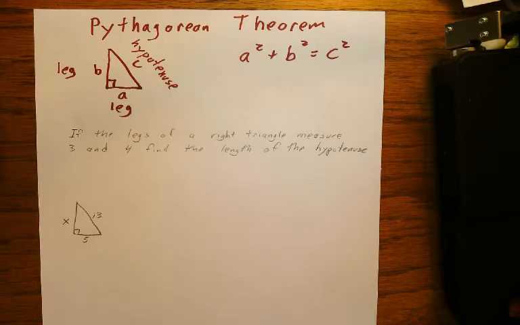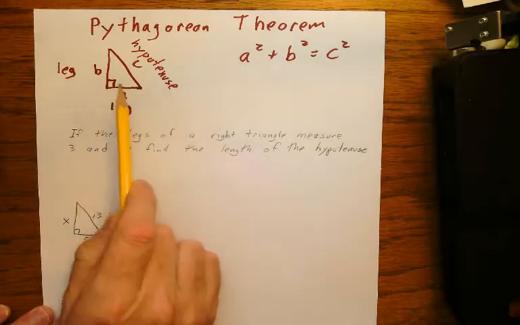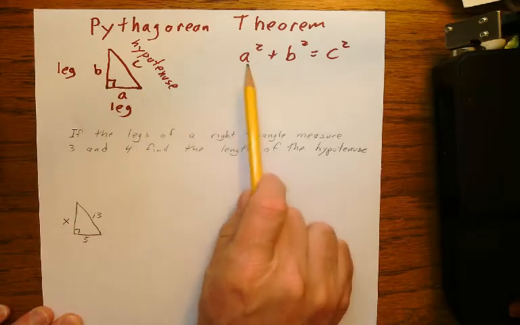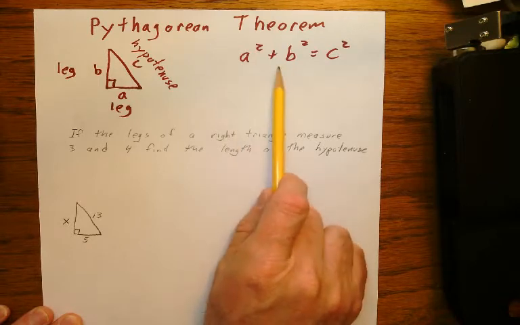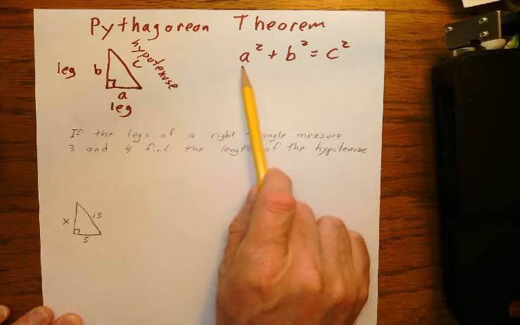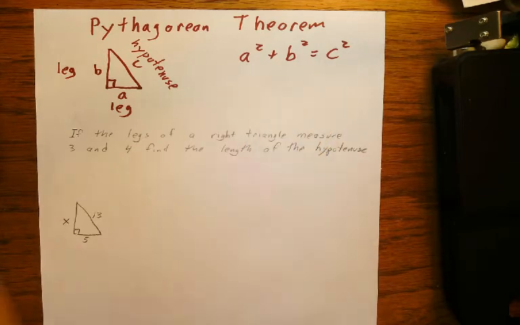So the Pythagorean Theorem states for a right triangle, if the legs are denoted as A and B and the hypotenuse is C, then A squared plus B squared equals C squared. This is the Pythagorean theorem right here. A squared plus B squared equals C squared.